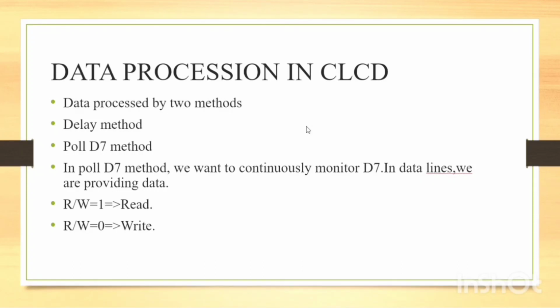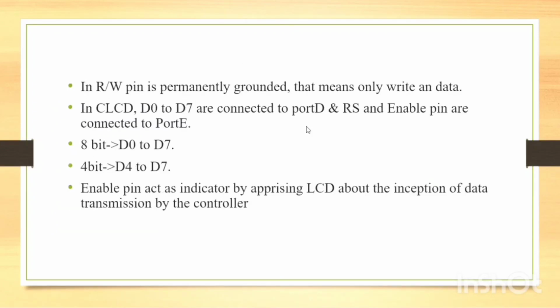In the poll D7 method, we continuously monitor D7. On the data lines we provide data, along with read/write. If read/write equals 1, it is a read; if it equals 0, it is a write. If the read/write pin is permanently grounded, it means only write. Here we are not reading the data, we are only writing the data.